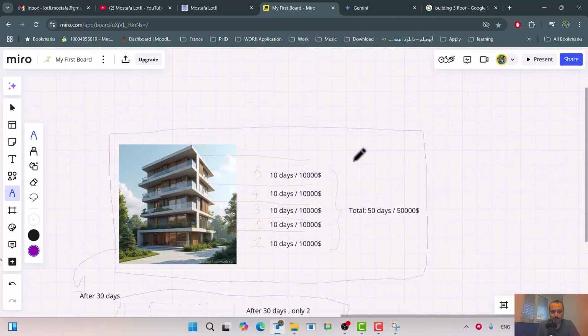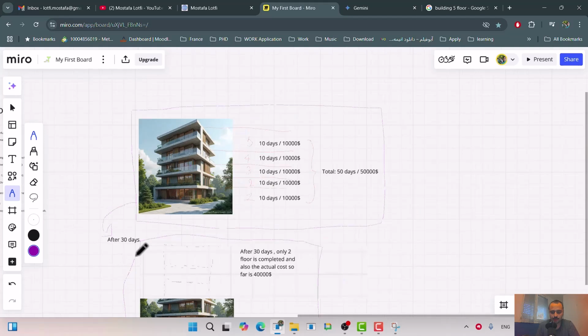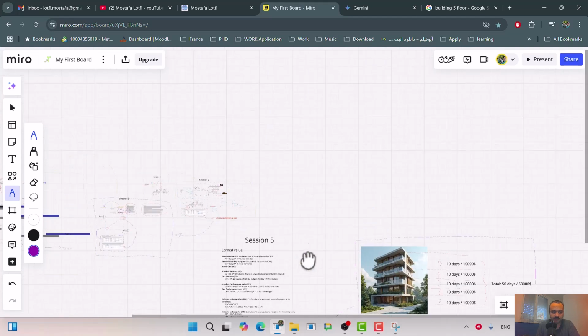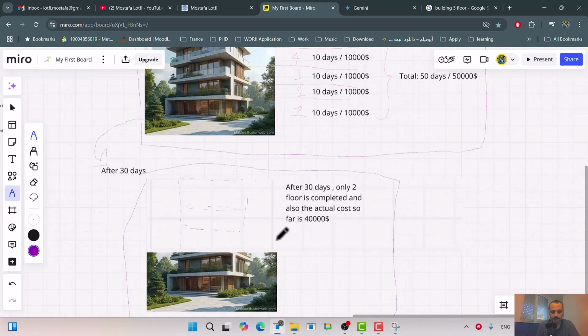This was the original plan. After 30 days, do you remember the concept of updating? The same thing happened here. Now you received the update on your project plan, and they are telling you that after 30 days our progress was only completing 2 floors and the total cost is 40,000, right?